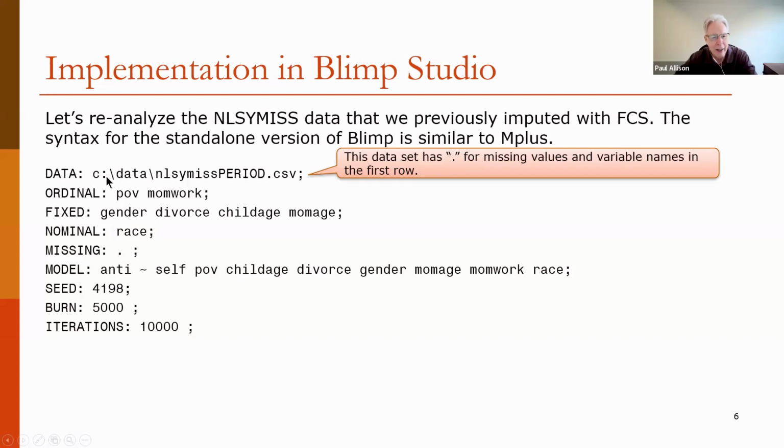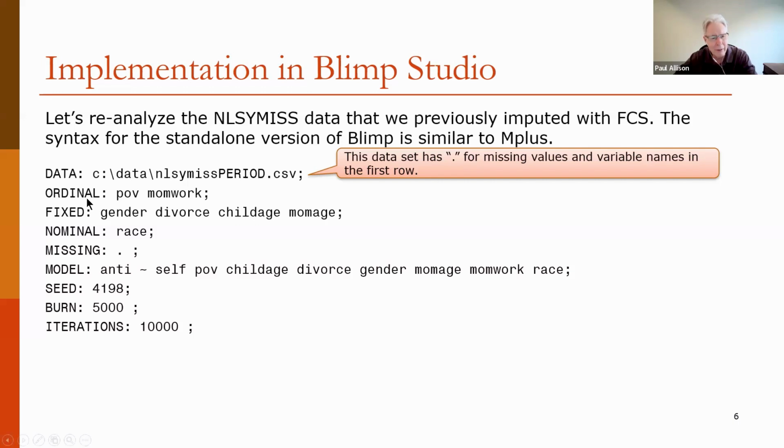So in the data command, we have to tell Blimp where to find this data set. This particular data set is a text data set, specifically a comma-separated value. It uses periods for missing data. There are variable names in the first row. Now, if your data set doesn't have variable names in the first row, there is also a variables command that could be put right here where you assign names to these variables. And the missing data code can be anything you want. But here we use a period, similar to SAS or Stata.